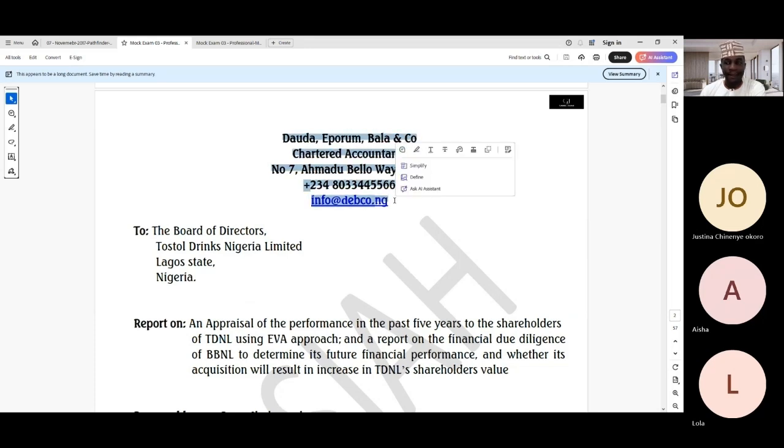So as we're going to prepare the pre-seen document and what the cover page should look like, it's going to be a memo format. So for this letter-headed, we are addressing it to the board of directors of Tostol.